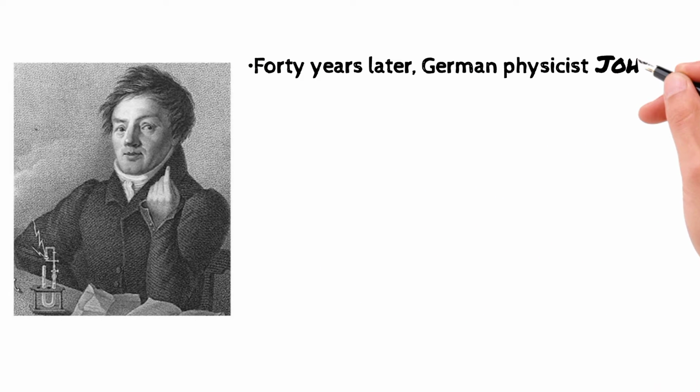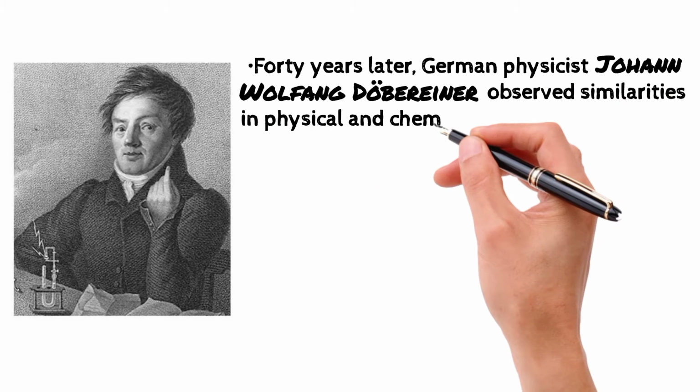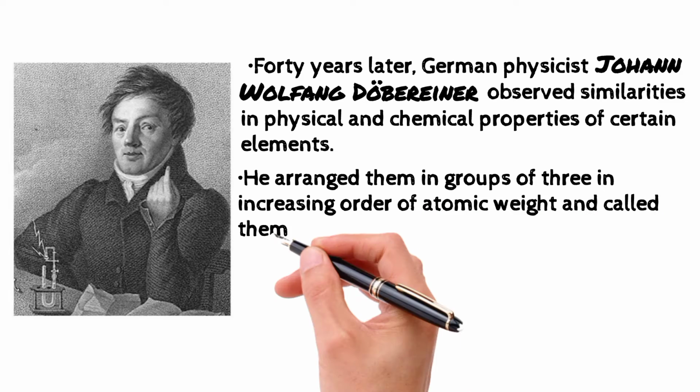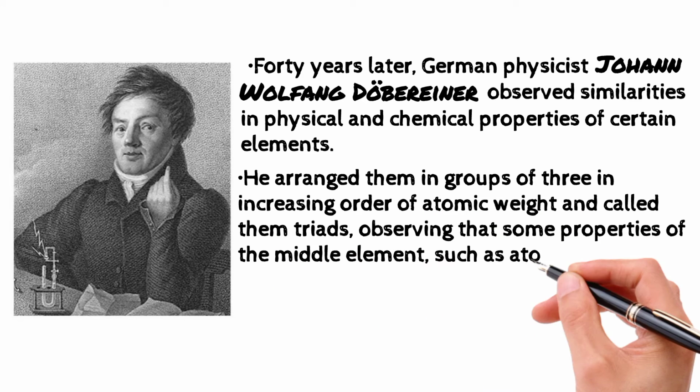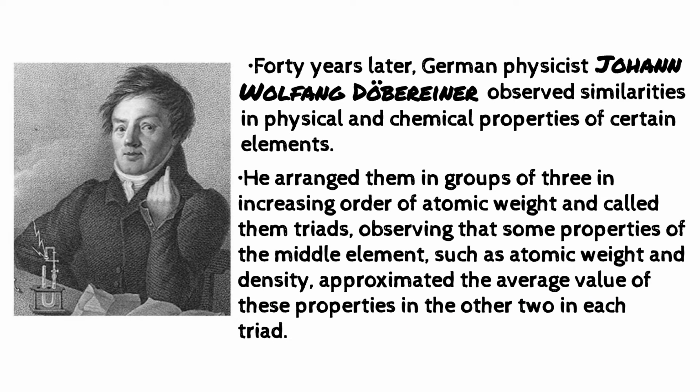Forty years later, German physicist Johann Wolfgang Dobereiner observed similarities in physical and chemical properties of certain elements. He arranged them in groups of 3 in increasing order of atomic weight and called them triads, observing that some properties of the middle element, such as atomic weight and density, approximated the average value of these properties in the other 2 in each triad.